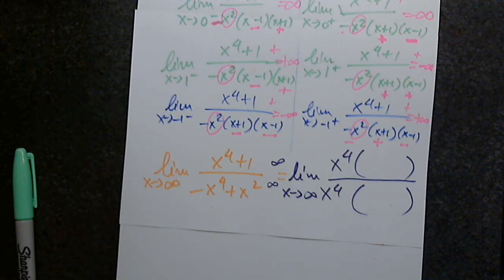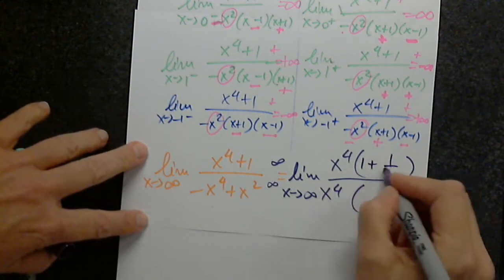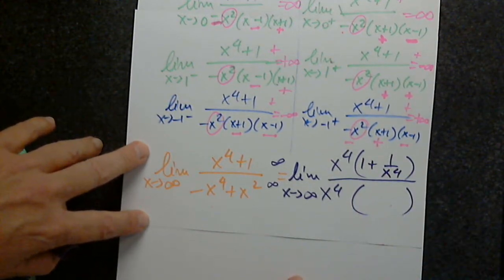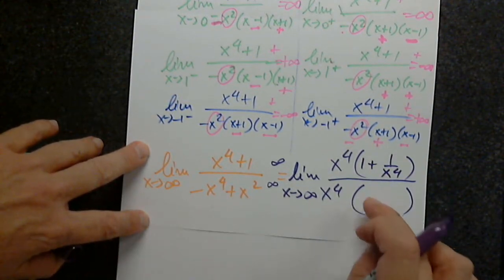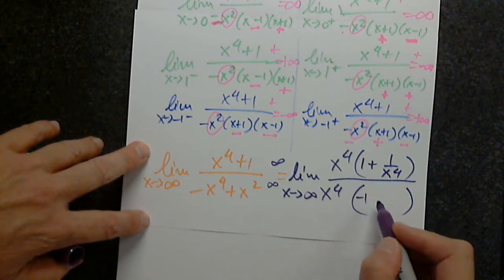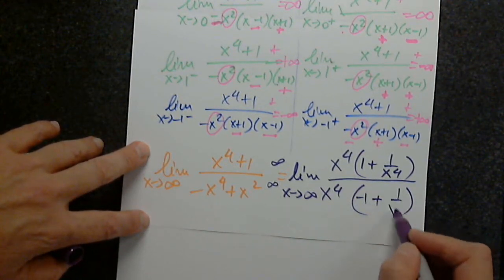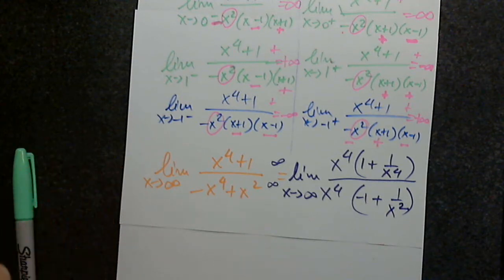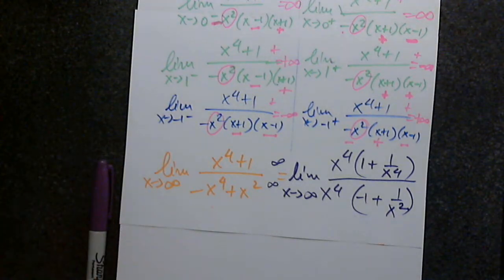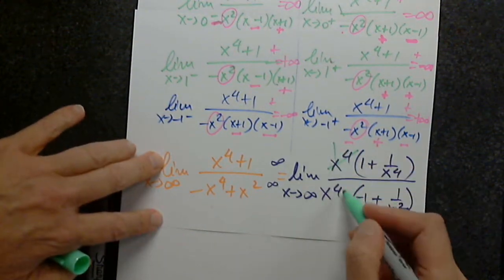What is left inside? Excellent. 1 plus 1 over x to the fourth. Great job. What is left inside here? Yes? Plus 1 over. Very good. Awesome. Great job. Thank you. Both of you. Thank you. Now, of course, this will go away.